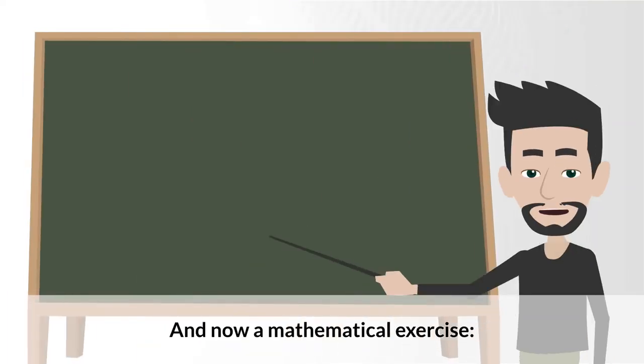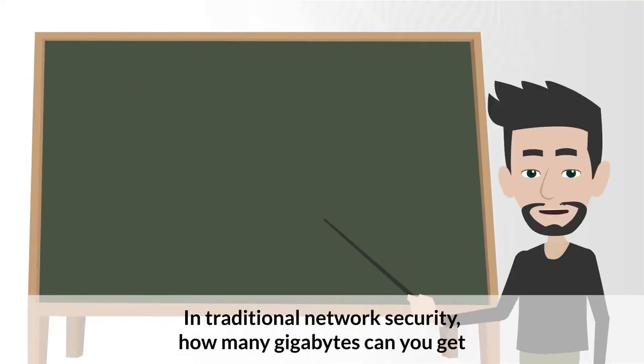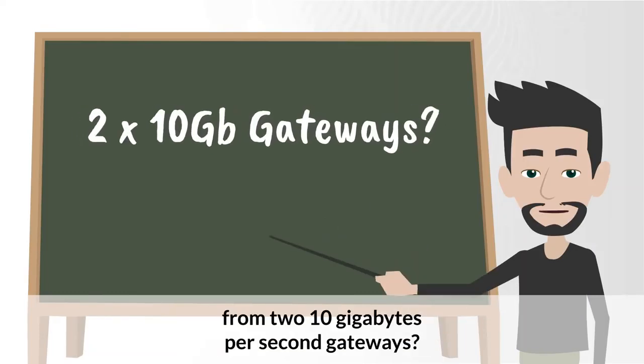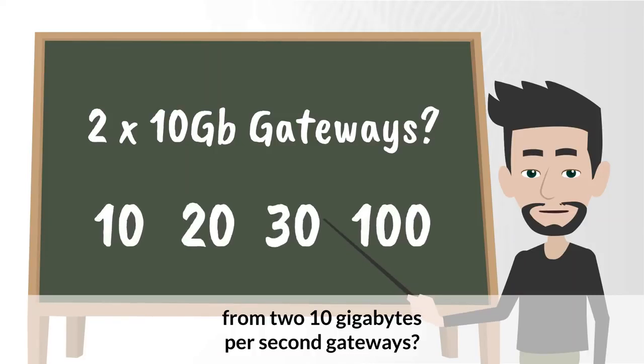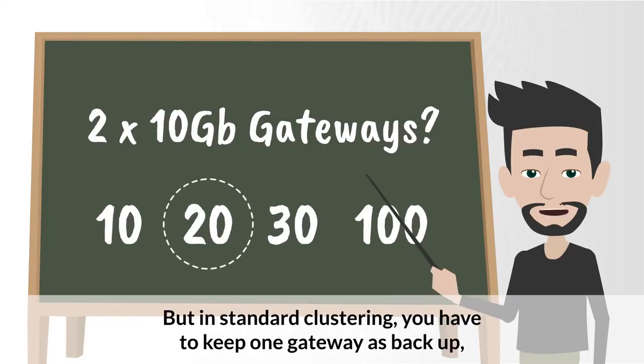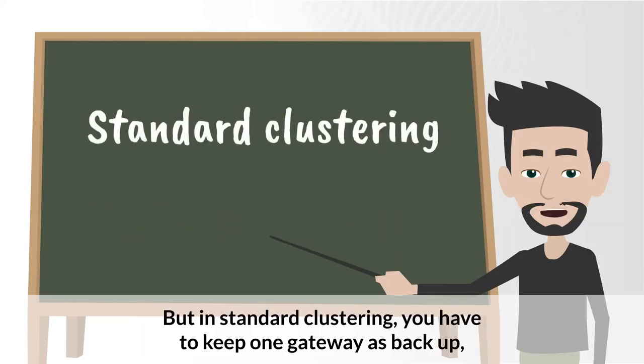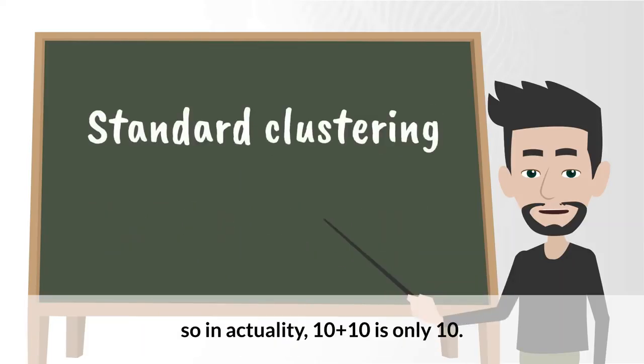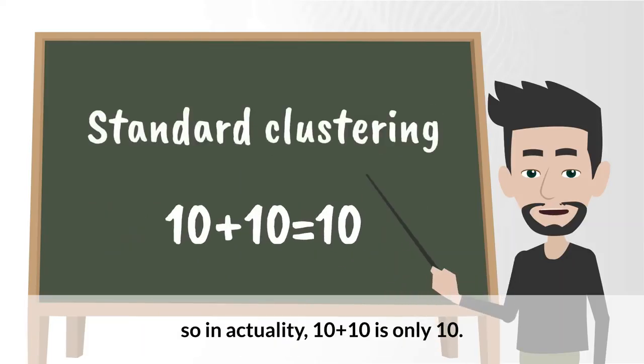And now, a mathematical exercise. In traditional network security, how many gigabytes can you get from 2 10 gigabytes per second gateways? You would expect it to be 20, right? But in standard clustering, you have to keep one gateway as backup. So in actuality, 10 plus 10 is only 10.